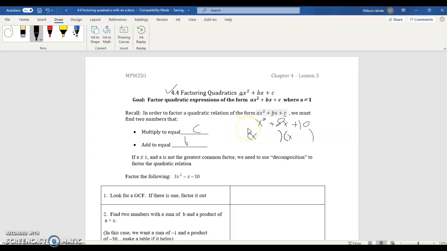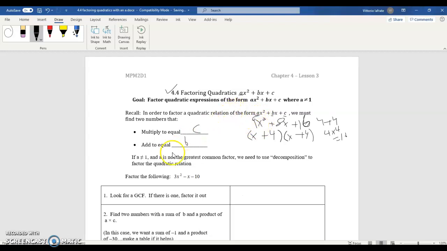So for example, or let me make this 16. So if we want to find two numbers that when you add them up equal 8, when you multiply them give you 16, that would be 4 and 4. 4 plus 4 is 8, and then 4 times 4 is 16. And then you could just plug those numbers into your brackets, and then that's how you would factor this type of equation here. And that works when your a is equal to 1. When there's no number in front, it means there's an implied 1.